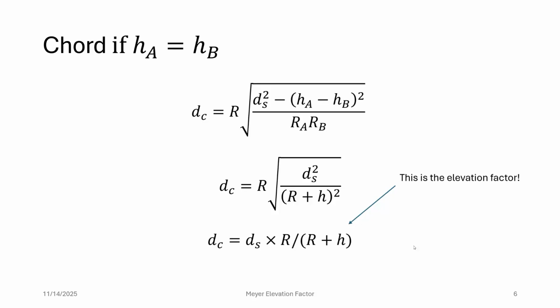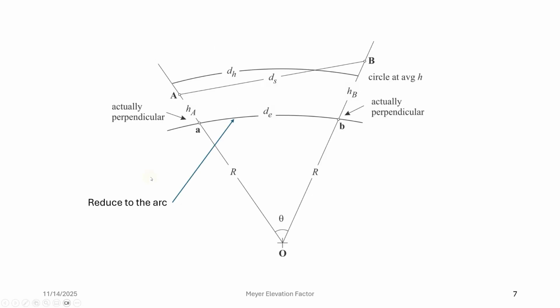So what we understand then is that this formula that goes to the chord is simply a generalization of the elevation factor formula when the two stations are at different heights. So there's nothing mysterious or exotic happening here. It's just a generalization. The second of the two formulas takes our slope distance to the arc that we want.